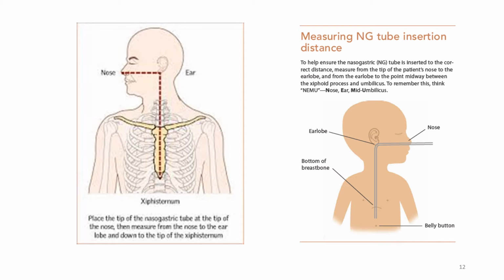So you saw the regular NG tubes in the other slide. So they're just a little flexible round tube with different French sizes. So just know the difference in an NG tube and a PEG tube and how to measure and insert those.